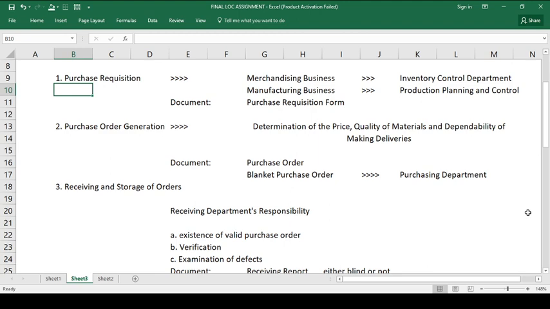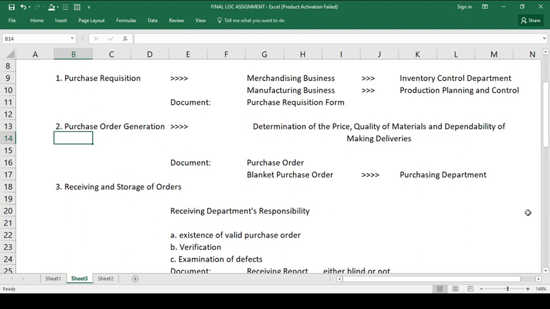Kasi the receiving and the storage step of order is the time you actually receive your orders, and you are going to store your orders in a particular designated place. Yung iba, for example, they have warehouses wherein the receiving and the storage of orders are being made. So, what is the responsibility of the receiving department? Okay, the responsibility of the receiving department, which is different from the purchasing department.